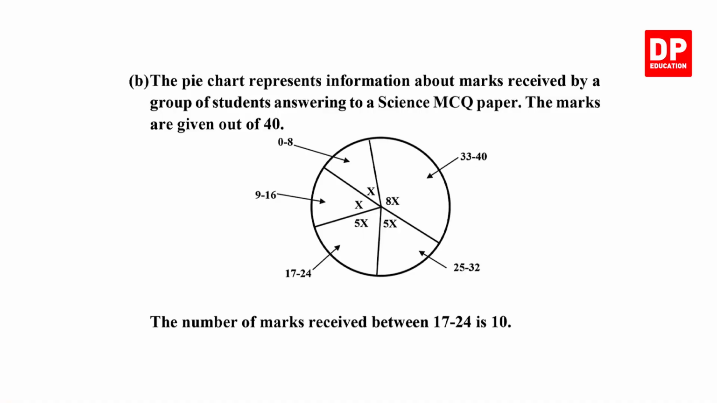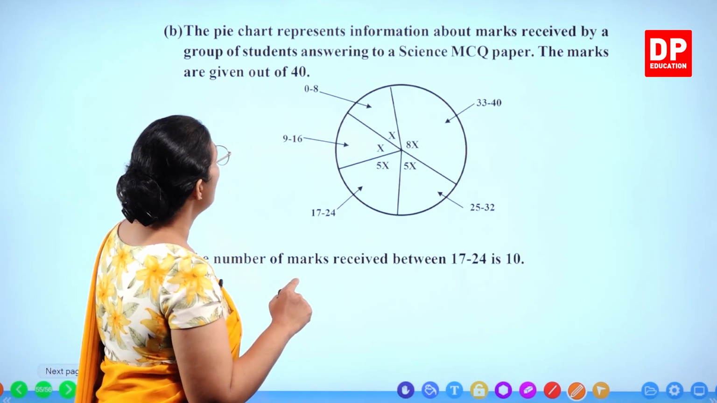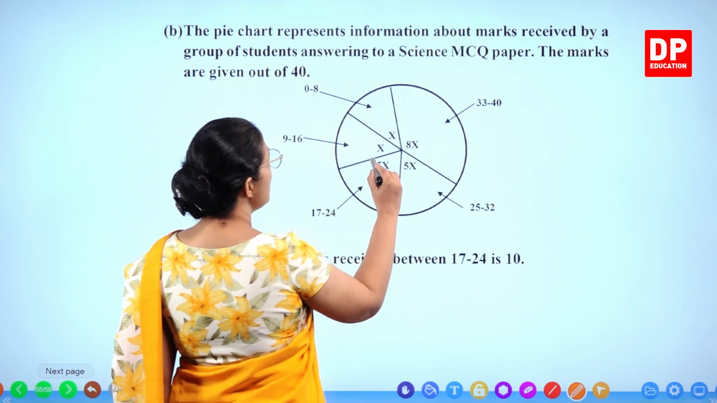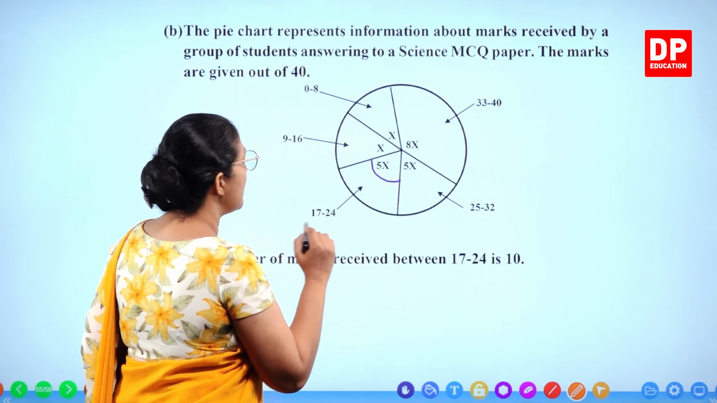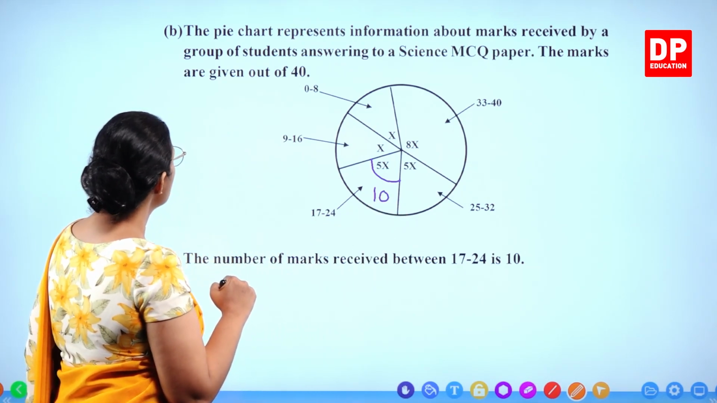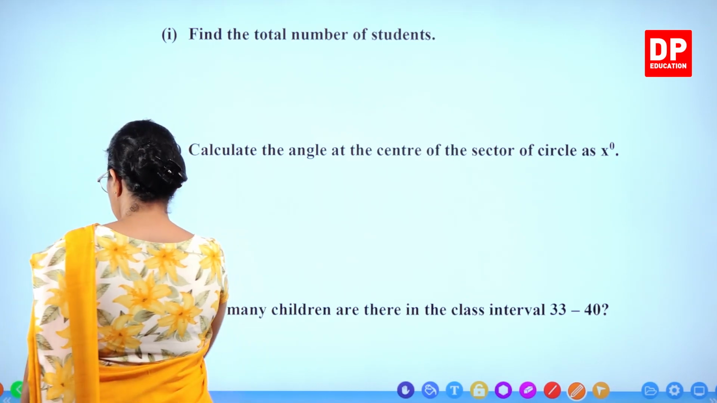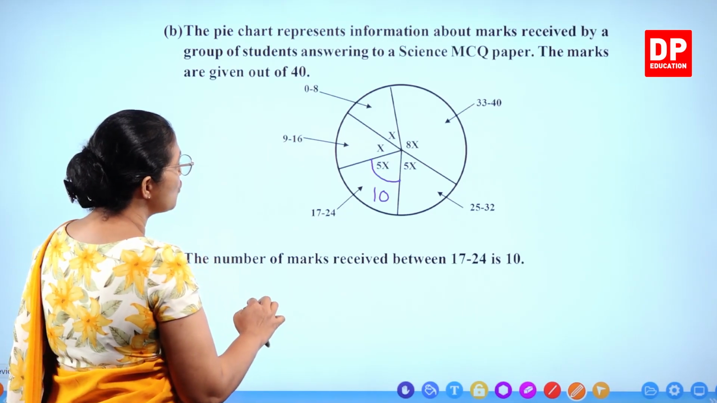Part B. The pie chart represents information about marks received by a group of students answering a science MCQ paper. The marks are given out of 40. The number of marks received between 17 to 24, this part, is 10. What's the question? Find the total number of students. So how do you find the total number of students?